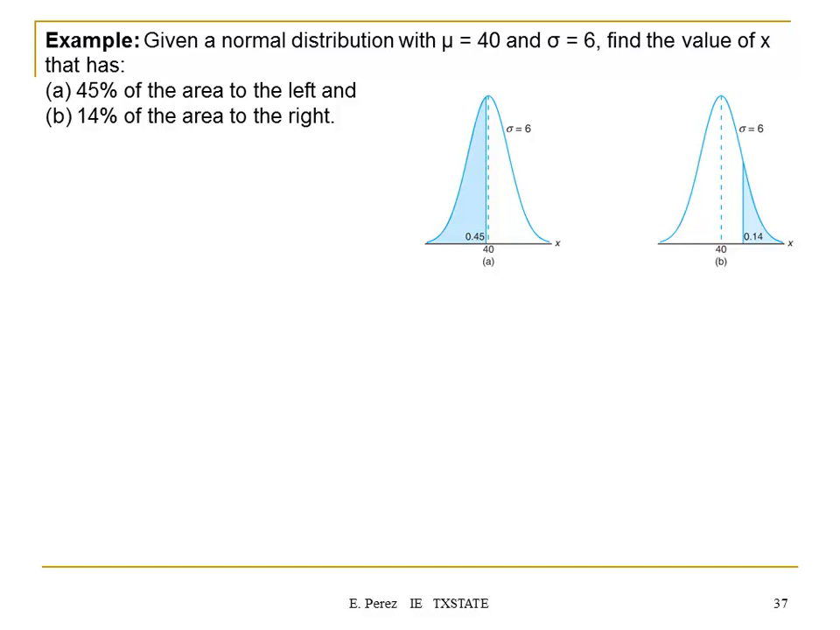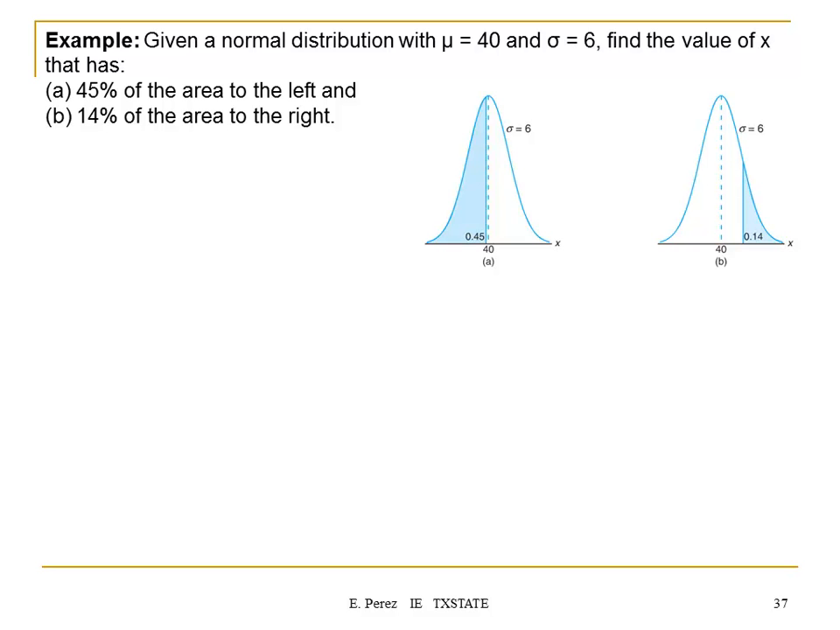So let's look at this example. This problem is saying, given a normal distribution with mu 40 and sigma 6, find the value of X that has 45% of the area to the left. Okay, so you have the standard normal curve, and we want to know what is the value of X that covers 45% of the curve. That's the question.